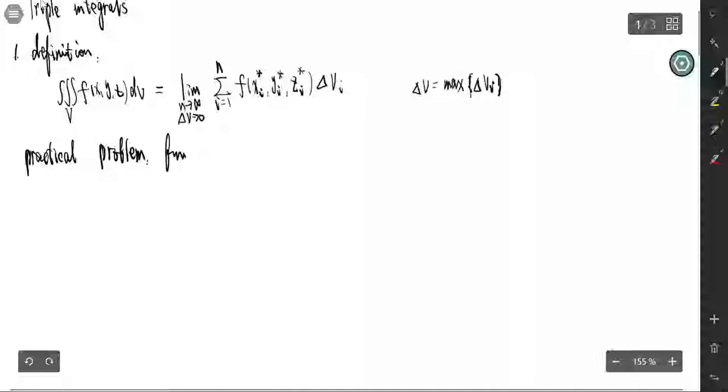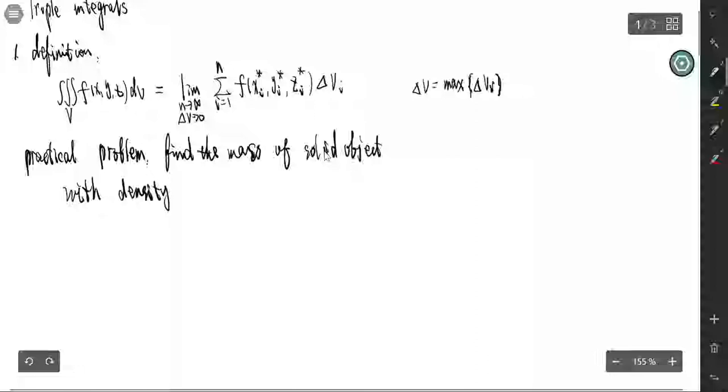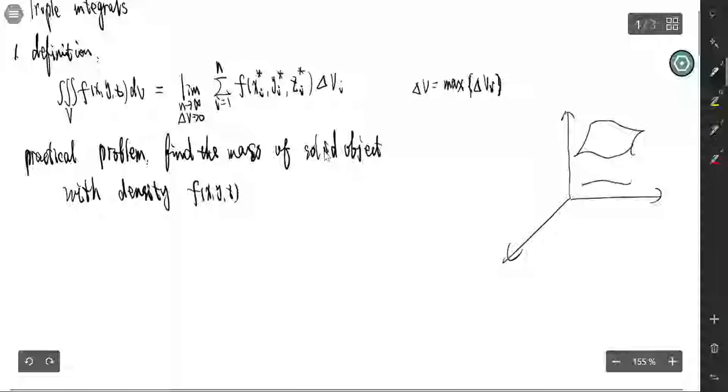Find the mass of a solid object with density. The density is not constant, like f(x,y,z). Suppose the solid object is like this. Its density is not constant. It varies from point to point. Then how to find the mass for this object?